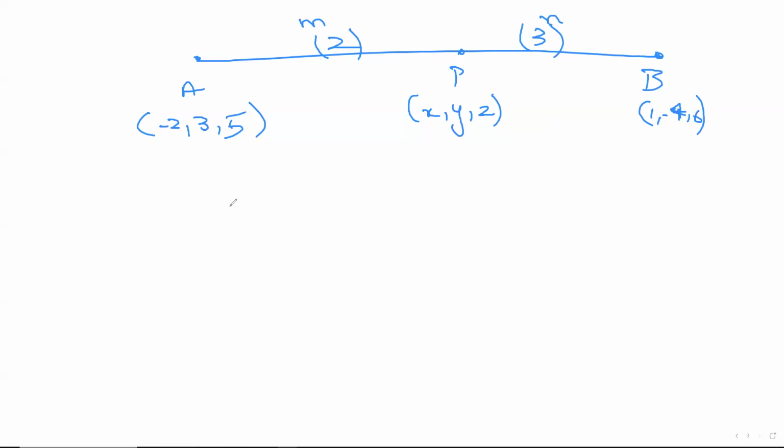Now, the good thing about section formula is, okay, first I'll start about internally. Okay, internally I'm solving. Always remember, I'm supposed to find the value of point P, but point P has 3 coordinates.